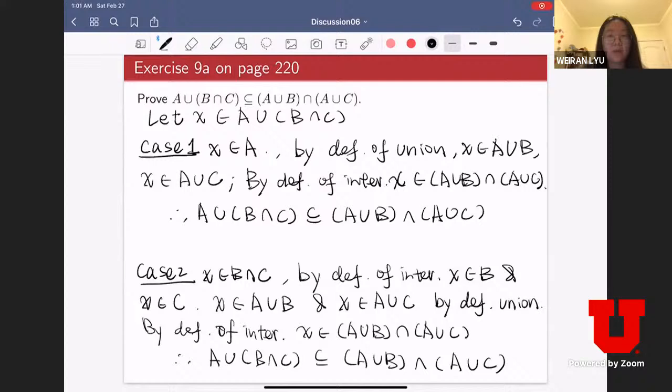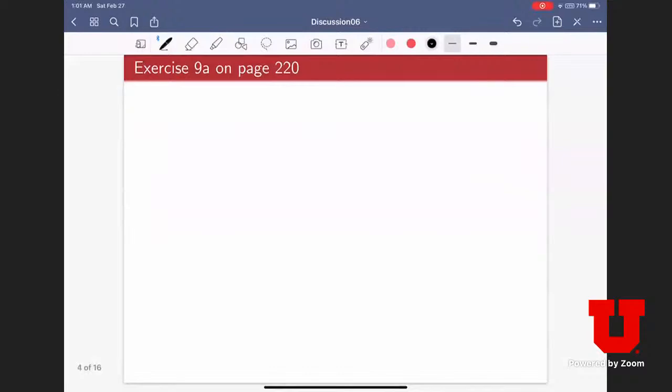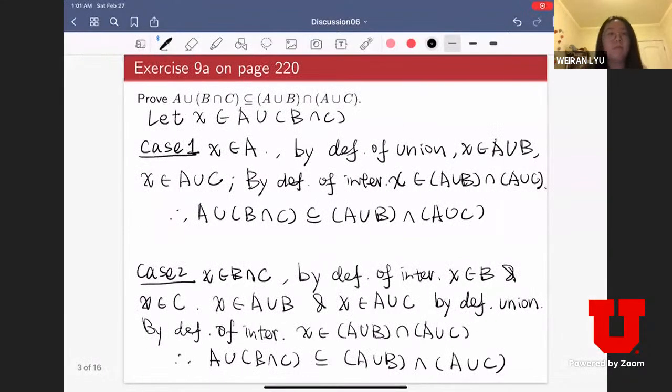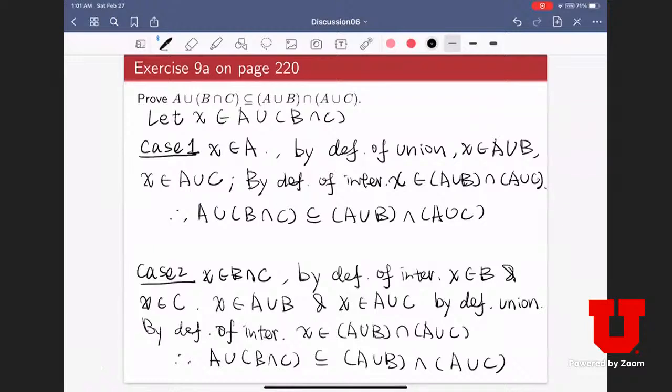All right, so any question on this problem? Cool. Yes, so last question, we just need to prove the left-hand side is a subset of the right-hand side. We don't need to prove the right-hand side is a subset of the left-hand side.